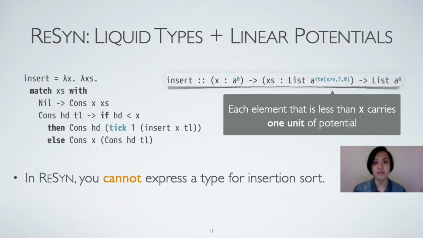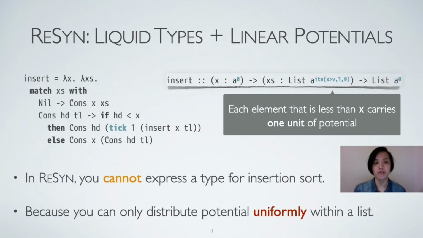However, it cannot express a type for insertion sort because it can only distribute potential uniformly within a list, but insertion sort requires a mechanism to describe pairs of elements in the list.